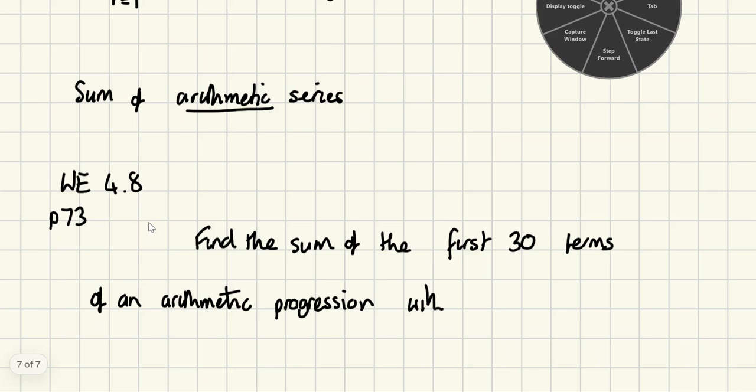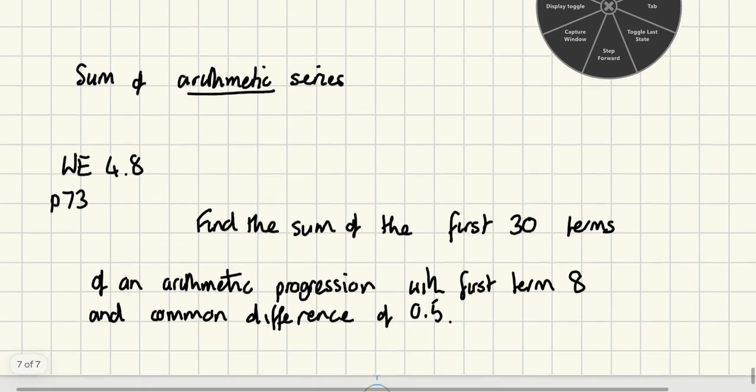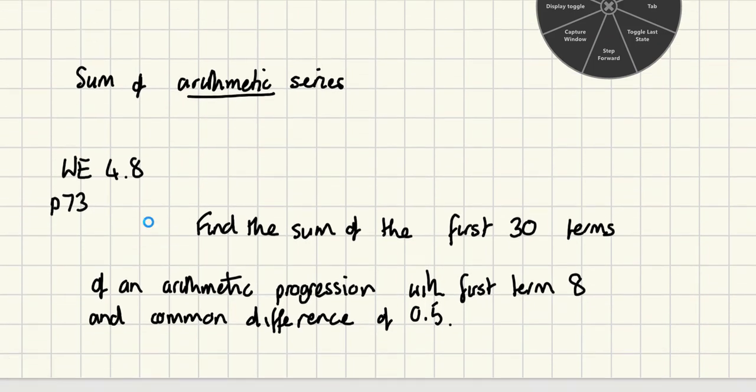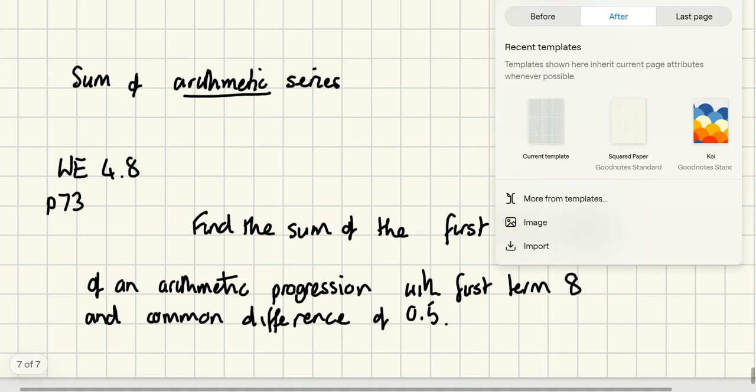But we've got with first term 8 and a common difference of 0.5. So it means it goes up 0.5. Like it starts at 8 and goes 8, 8.5 and so on. Okay.